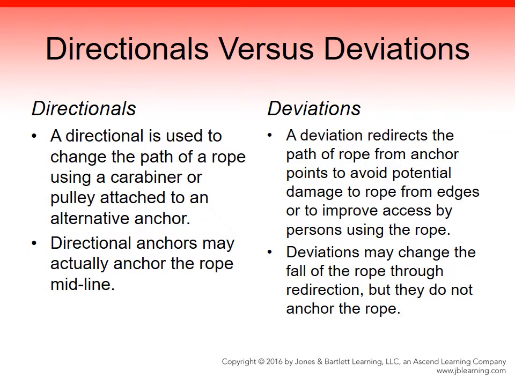A directional is used to change the path of the rope using a carabiner or pulley attached to the alternative anchor. Directional anchors may actually anchor the rope mid-line. A deviation redirects the path of the rope from the anchor point to avoid potential damage from rope and edges or to improve access by persons using the rope. Deviations may change the fall of the rope through redirection, but they do not anchor the rope.